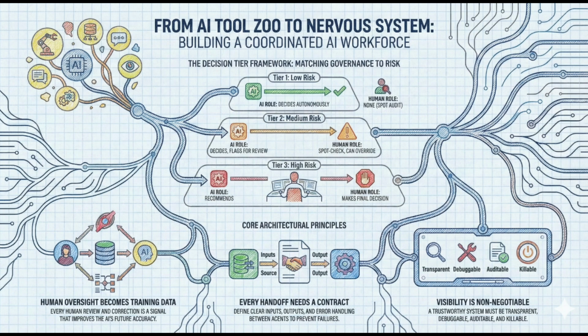So we have the governance, but we need the technical rigor to back it up. We talked about handoffs, but the book says every single handoff needs an explicit contract. Why is that so critical?